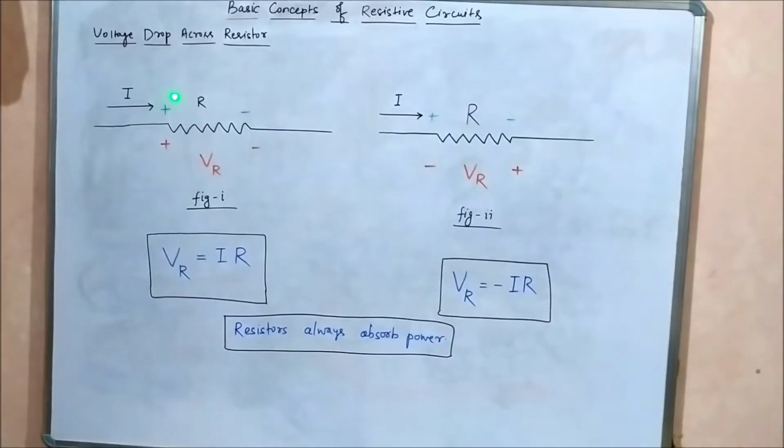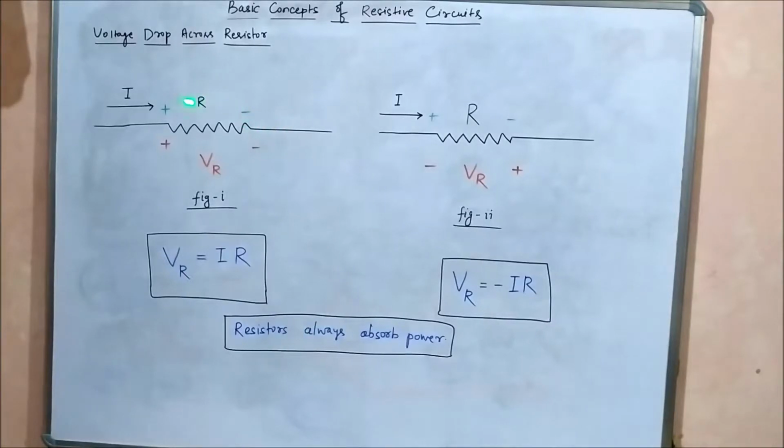If it had flowed from negative to positive internally, it would mean the resistor is delivering power. If here it had been a negative sign and here a positive sign, this resistor would have been supplying power, but that is impossible. Resistors can never supply power, they can only absorb power from an external voltage source. Voltage sources, they supply power.